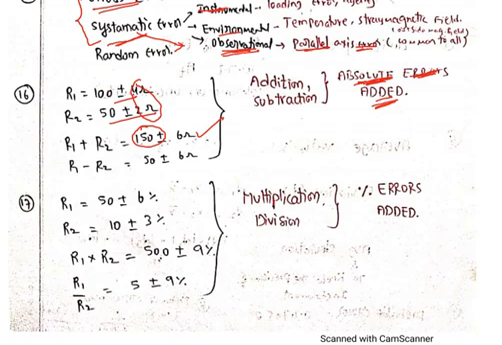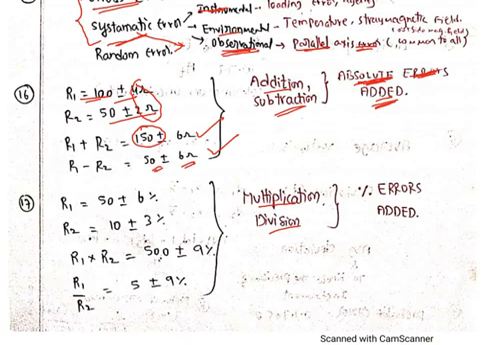In this case, R1 minus R2, 100 minus 50, 50, and the absolute error should be added only. 4 plus 2, it will not be subtracted, it should be added. So 50 plus or minus 6 is the answer. Okay. In addition and subtraction, when the questions are like this, absolute errors will be added. Even when subtraction happens, absolute errors will be added. If percentage errors are given, percentage errors will be added in this case also.